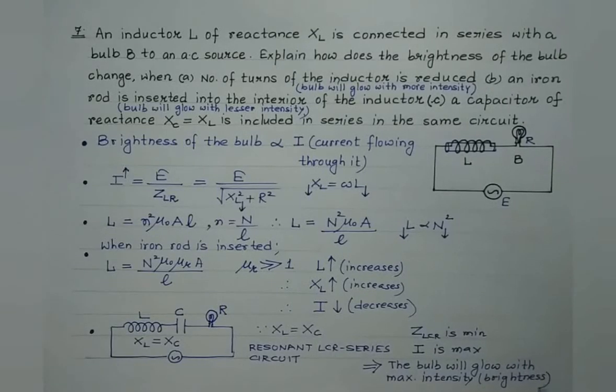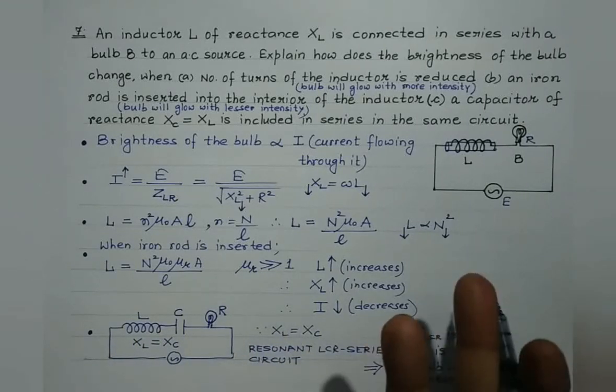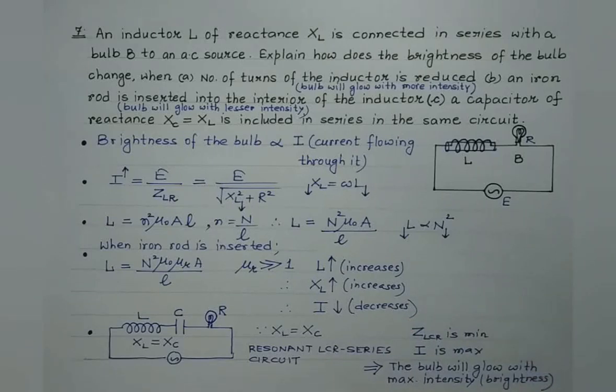So it was a very interesting case. In this circuit, when a capacitor of capacitive reactance equal to the inductive reactance is introduced in the circuit, then this bulb will start glowing with maximum brightness. It is because it is satisfying the resonance condition, whereby the impedance offered by the LCR circuit is minimum and the current flowing through the LCR circuit would be maximum, and accordingly the bulb will start glowing with maximum brightness.